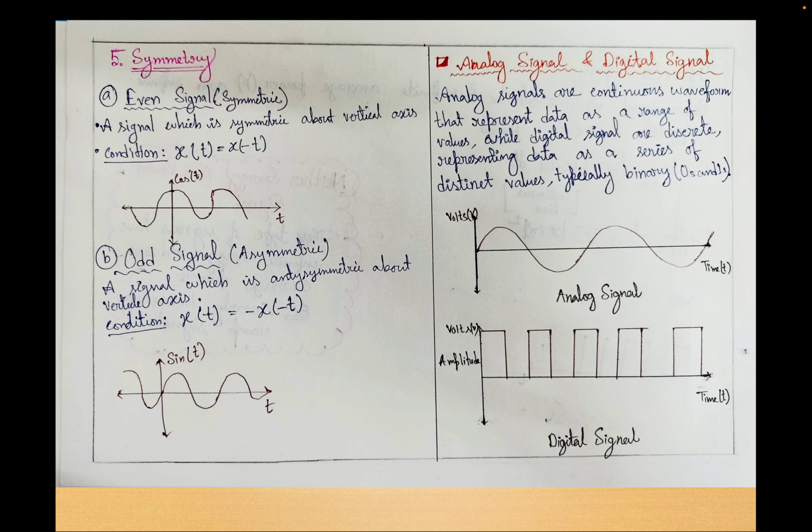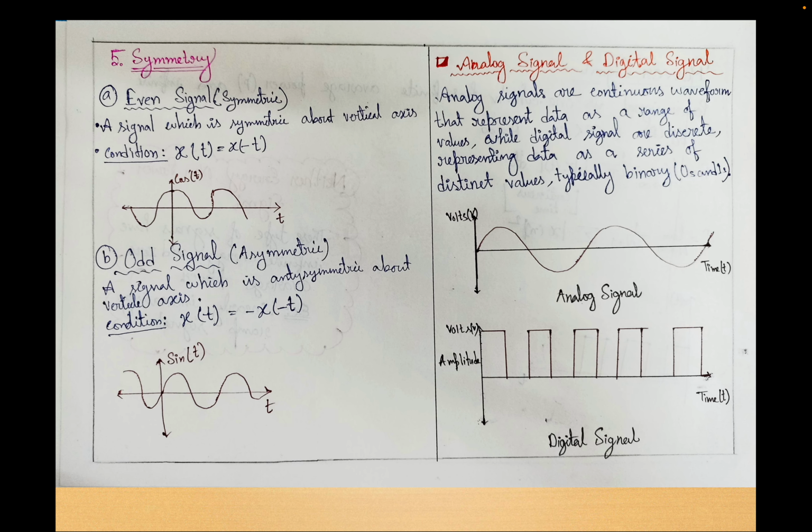Symmetry. We can divide signals into two types by symmetry: even signals, or symmetric signals, and odd signals, or asymmetric signals. A signal which is symmetric about its vertical axis is called an even signal. Here we have to follow a condition: x(t) equals x(minus t). Cos t is an example of an even signal.